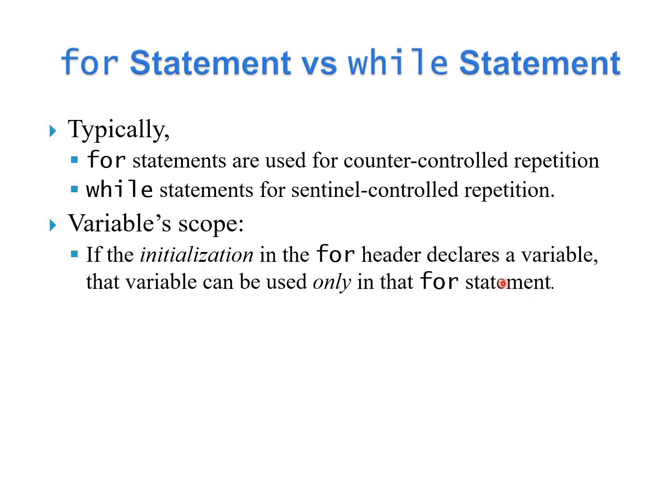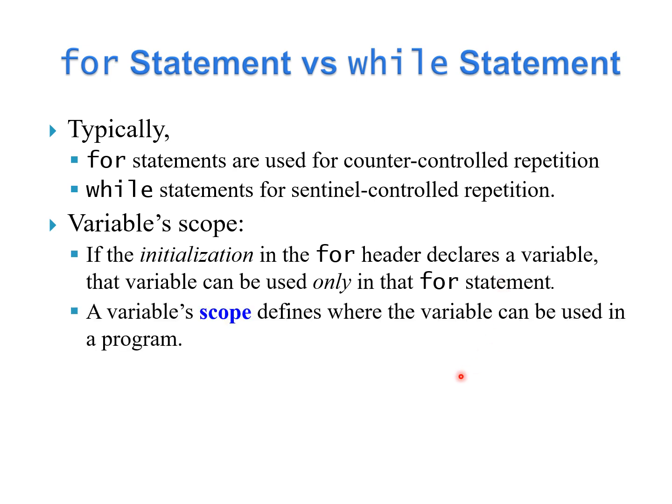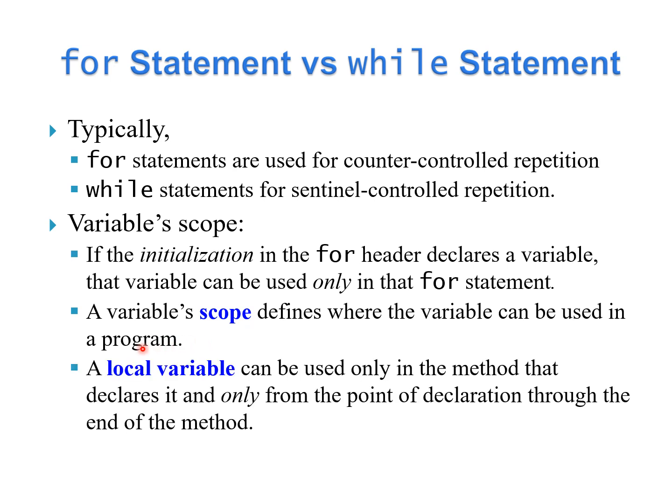In general, a variable scope defines where the variable can be used in a program. A bigger scope is a method. So when we say a local variable, we mean it can be used only in the method that declares that variable and only from the point of declaration through the end of the method.